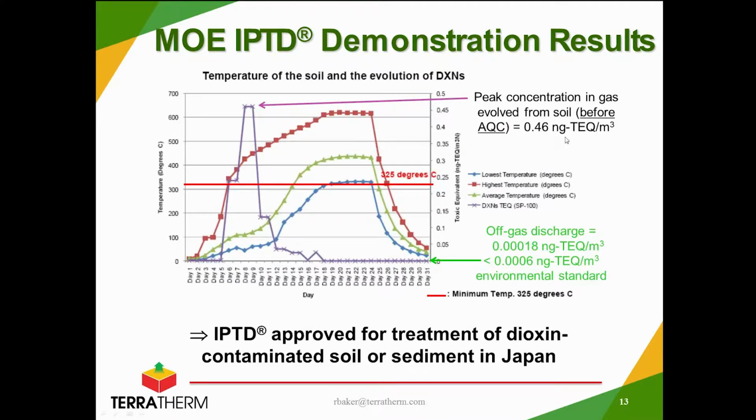Went up to about 0.46 nanograms of TEQ per cubic meter before dropping back down to very low concentrations. But most importantly, in terms of what was discharged after the air quality control system, it was at highest 0.00018 nanograms per cubic meter compared to the standard of 0.0006. So we stayed well below the standard throughout the project. And based on these results, IPTD was approved by the Japanese government for treatment of dioxin-contaminated soil or sediment.